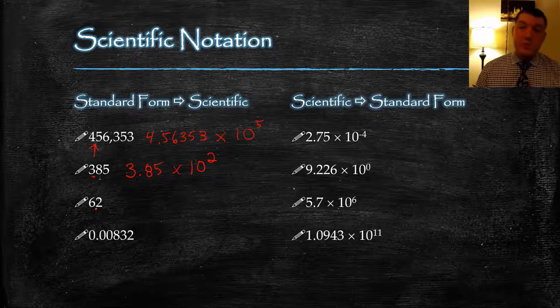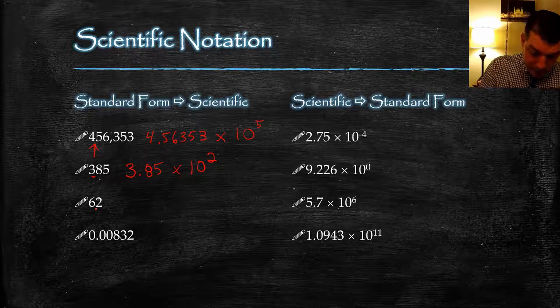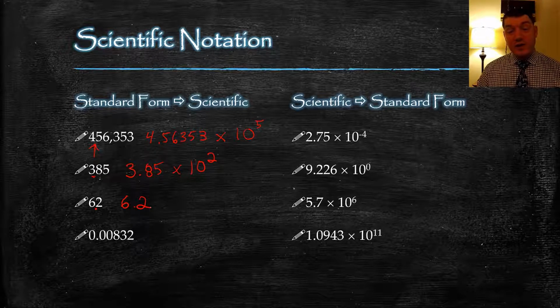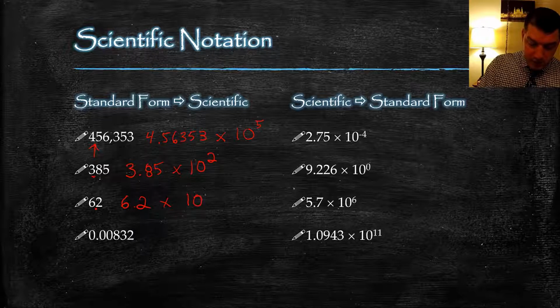The decimal point goes between 6 and 2. That's to the right of the first non-zero number. That's 6.2. The original number is greater than 10. I have to move the decimal place one place. So that's times 10 to the first power.